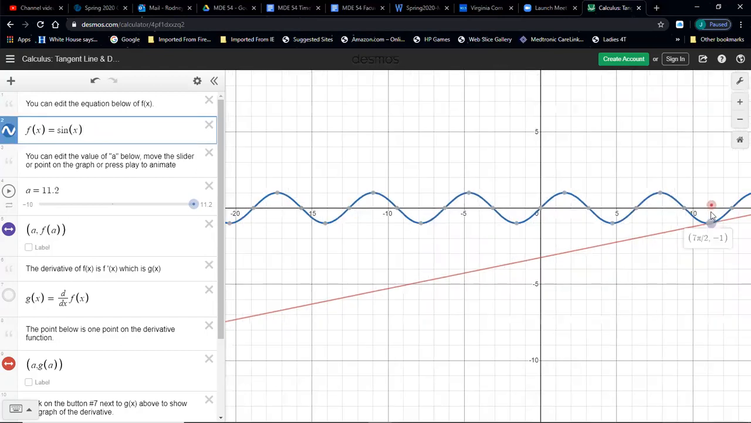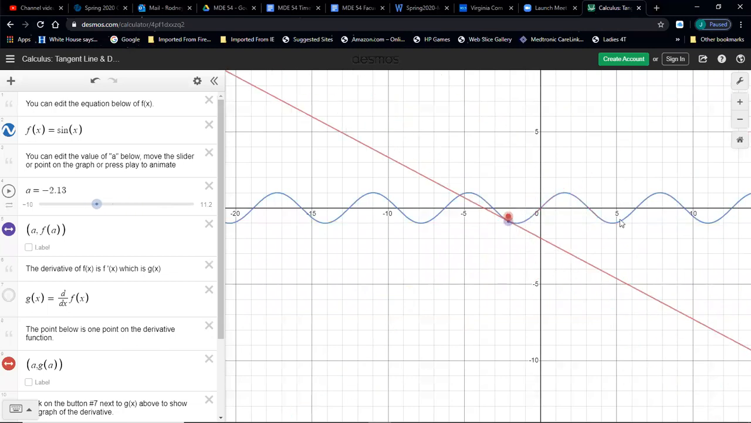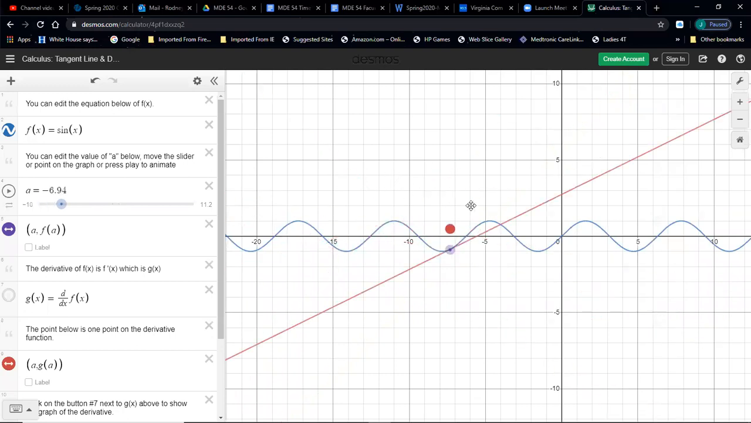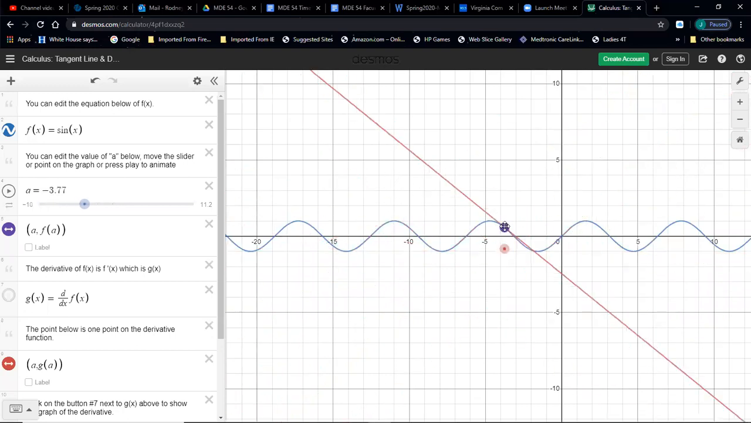Oops, I need to grab my dot. And make sure you're grabbing the dot on the curve. That's how you actually move things around. If I just grab somewhere else, it moves the graph. If I grab the red dot, it has the same effect, but I like to grab the dot on the function. All right, cool. So, fun little website.